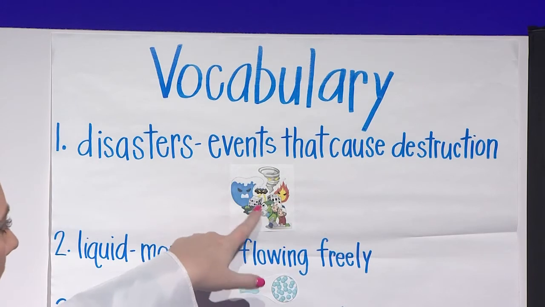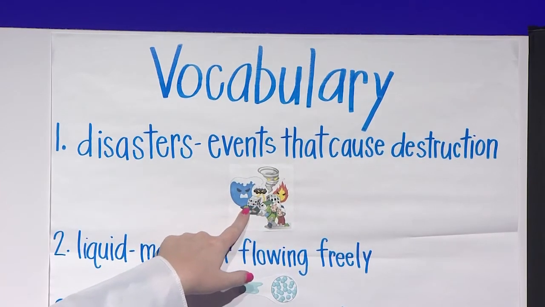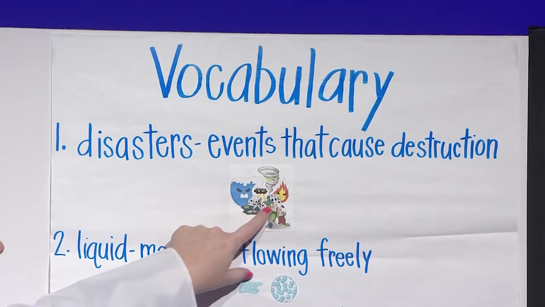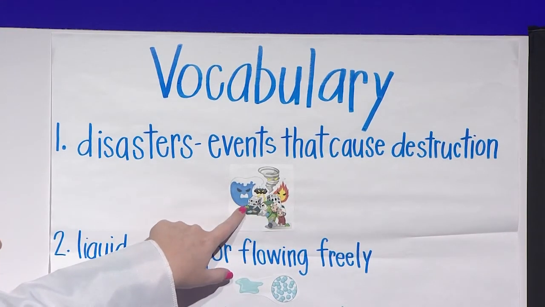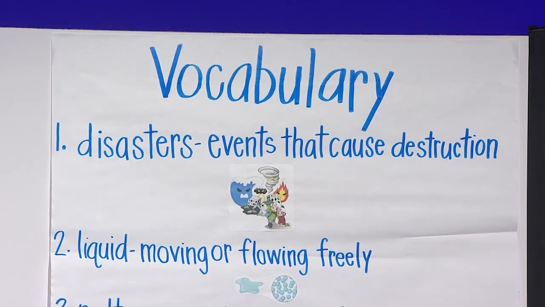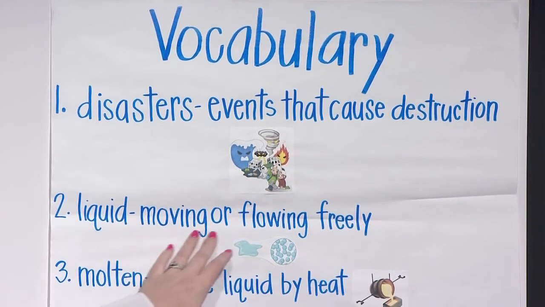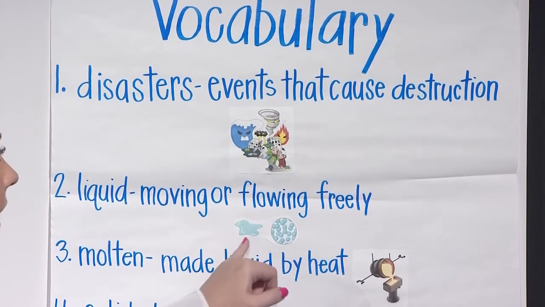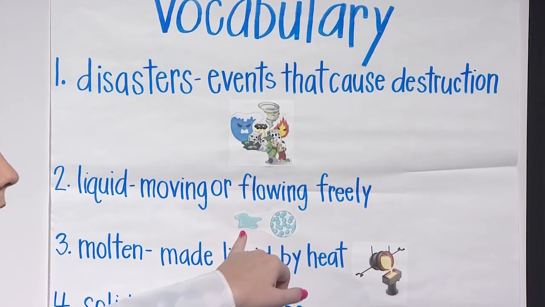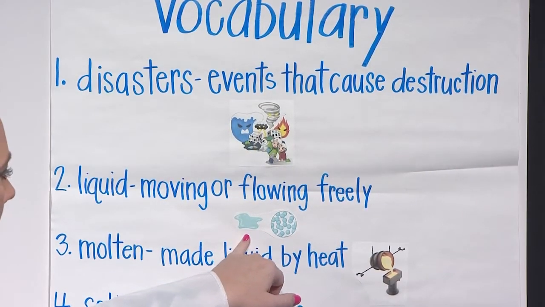In my picture, there's just a little image here of many different types of disasters, from tornadoes to fires to flooding. Many things can cause destruction, and they are called a disaster. Our next word is liquid, meaning moving or flowing freely. Just like we talked about a second ago, water is a liquid.